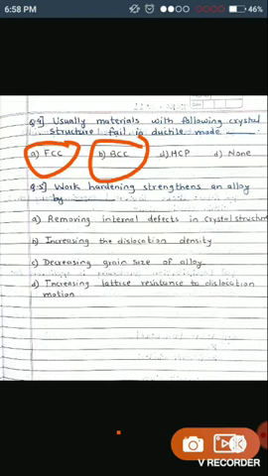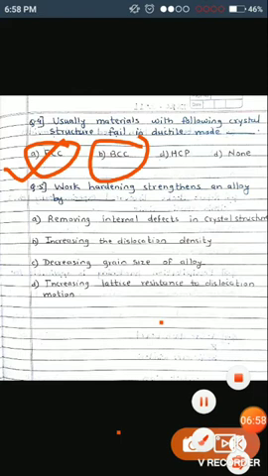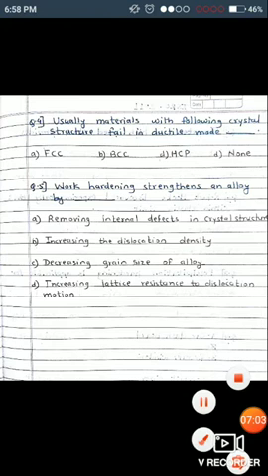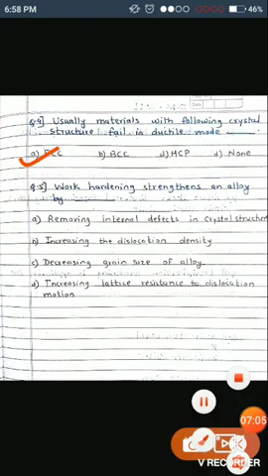Just now we have seen previously that aluminium and copper have an FCC structure, while ferrite has a BCC structure. Aluminium and copper are more ductile, so the chances of ductile mode failure are more in the case of aluminium, which has an FCC structure. So the correct answer for question number 4 will be FCC.